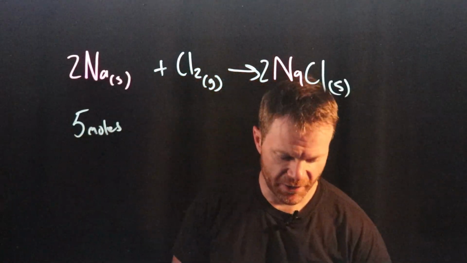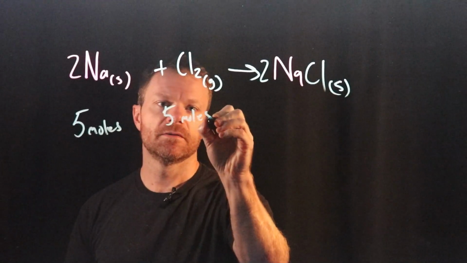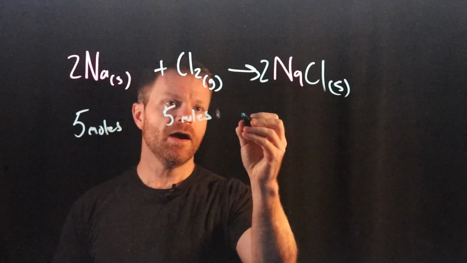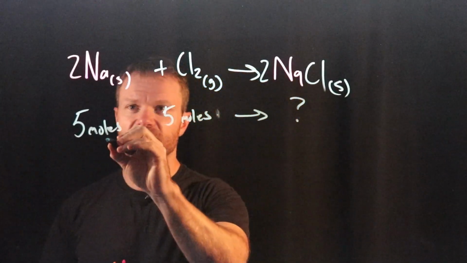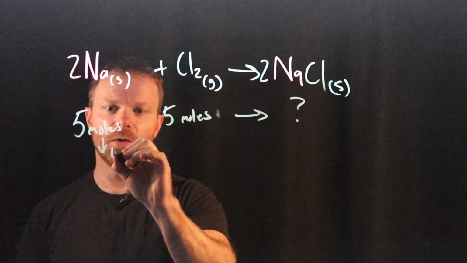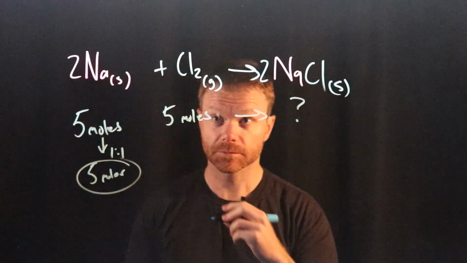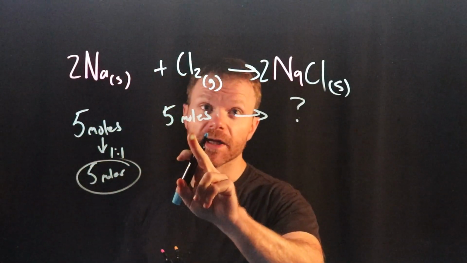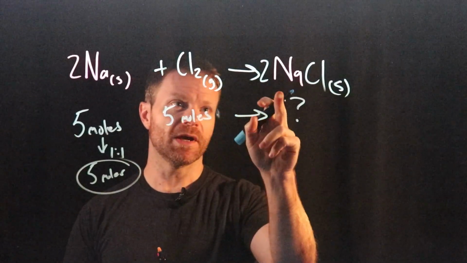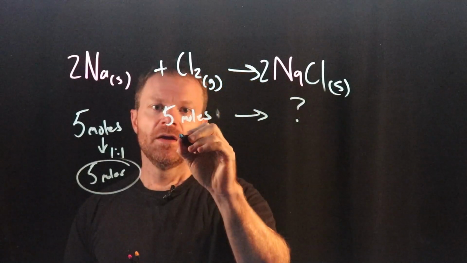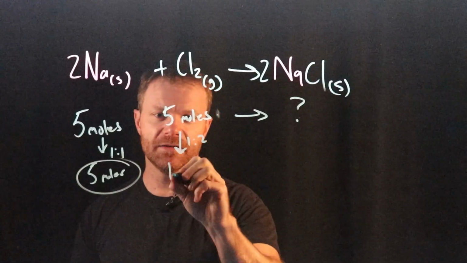And let's say we had 5 moles of sodium and 5 moles of chlorine. Now, how much sodium chloride can we make? Well, we've already established that those 5 moles of sodium go to a 1-to-1 ratio, and so they make 5 moles of salt. But our 5 moles of chlorine have a 1-to-2 ratio. So for every 1 mole of chlorine, we're going to make 2 moles of sodium chloride. So that means we're going to multiply our 5 by 2, and we're going to get 10 moles.